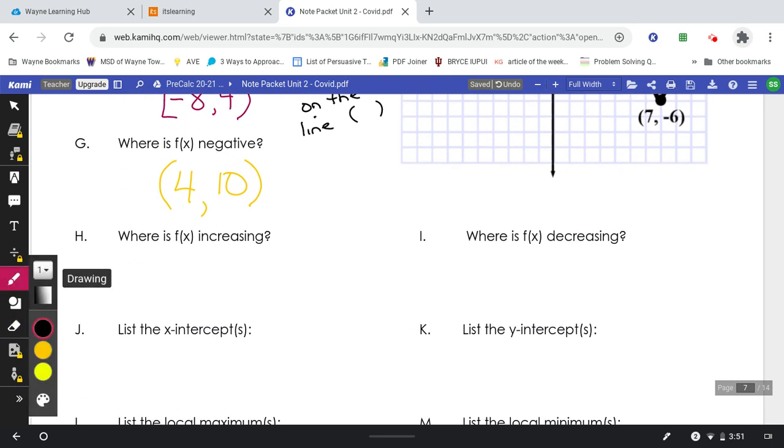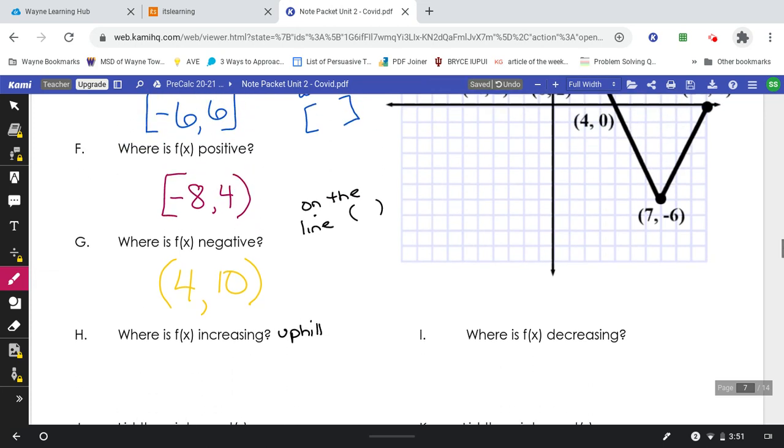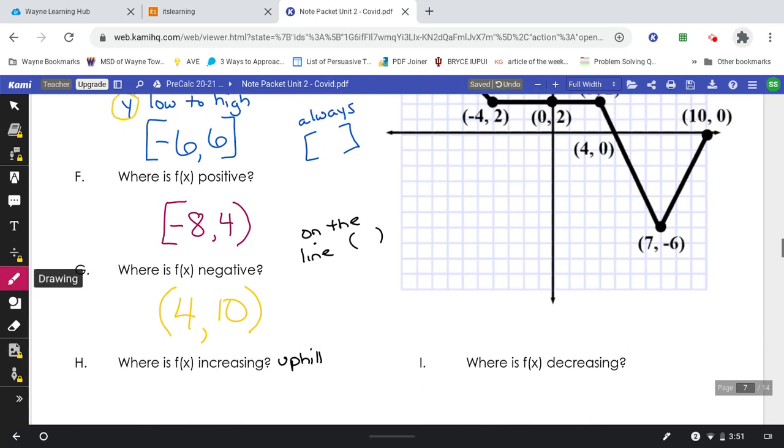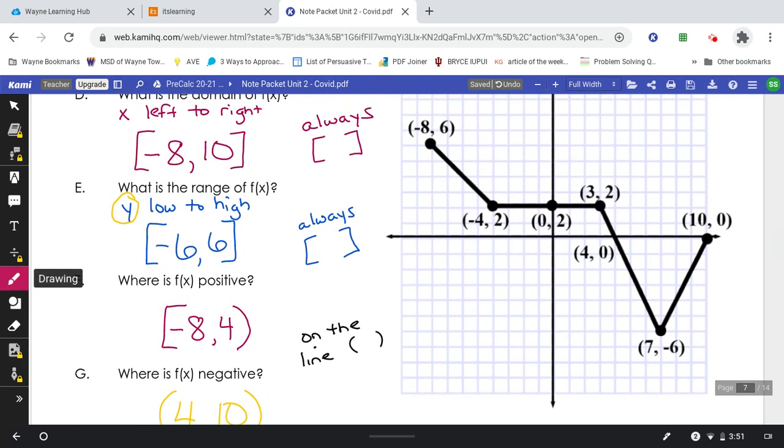For the next part, it's talking about increasing and decreasing. And when we talk about increasing, we mean going uphill, which is different than positive. Positive is above the line, increasing is uphill. So my graph looks like it's increasing just in this little area over here. So we're going to say that's from 7 to 10.